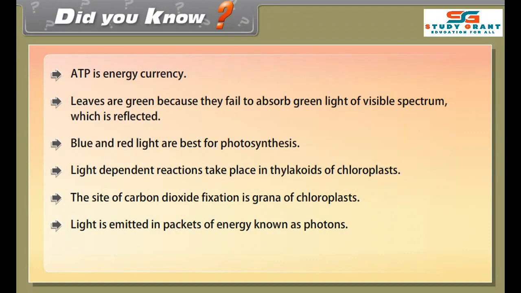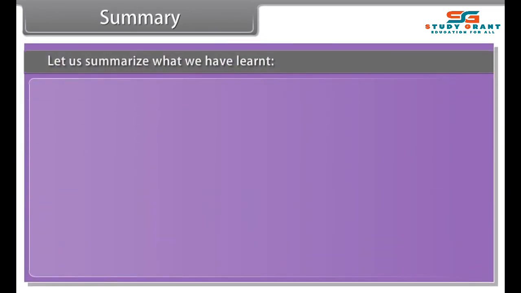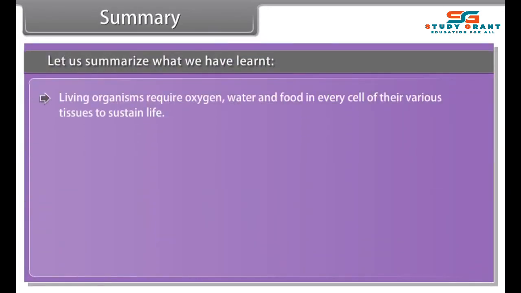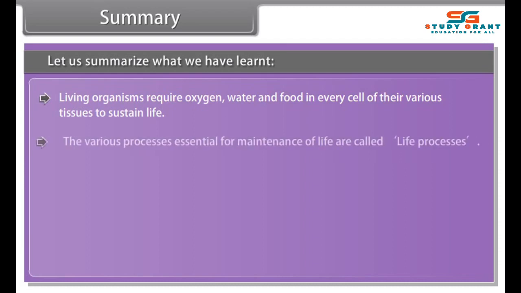Assessment. Before proceeding further, let us know how much you have learned. Drag and drop the correct option. Did you know ATP is energy currency? Leaves are green because they fail to absorb green light of visible spectrum, which is reflected. Blue and red light are best for photosynthesis.